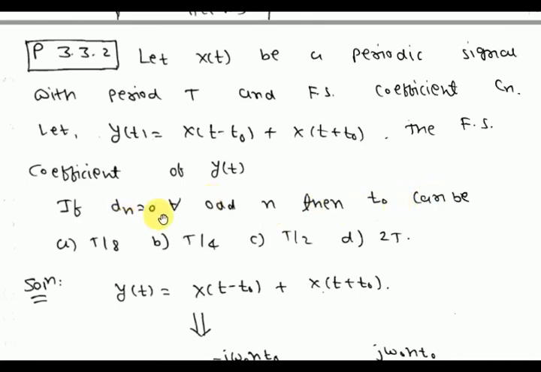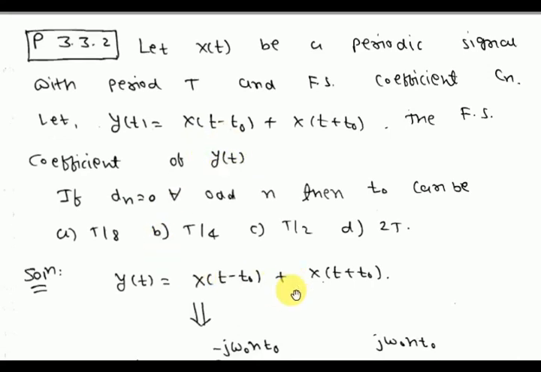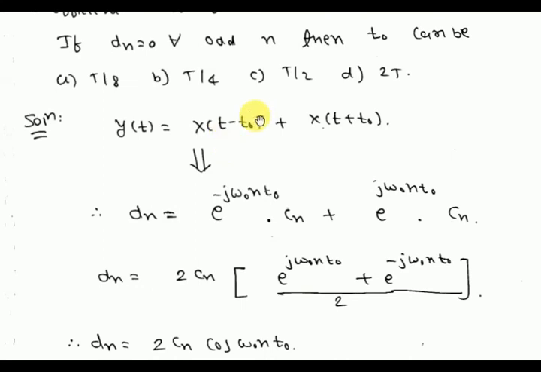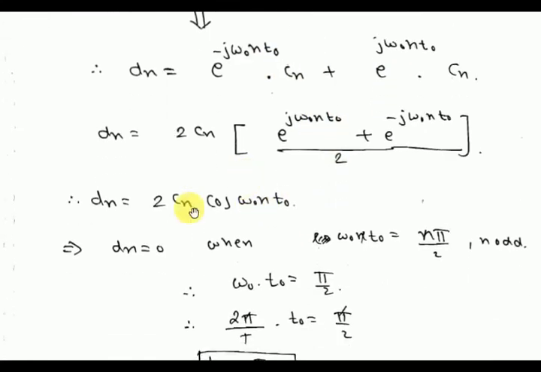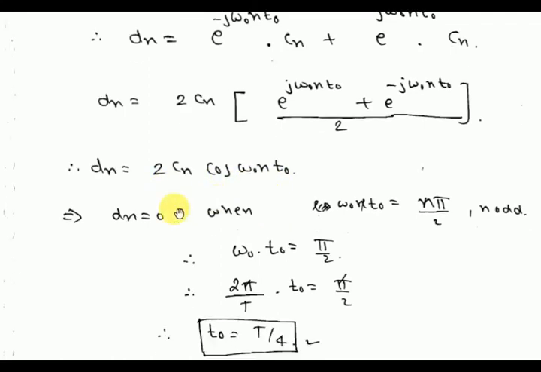So first we have to take dn equal to 0. The Fourier series coefficient of y of t will be dn, using the time shifting property, e to the power minus j omega naught n t naught Cn, plus here t naught, so take plus t naught. Take Cn common. It will be in the form 2Cn cos omega naught n t naught, so it is 0. So it is equal to 0.